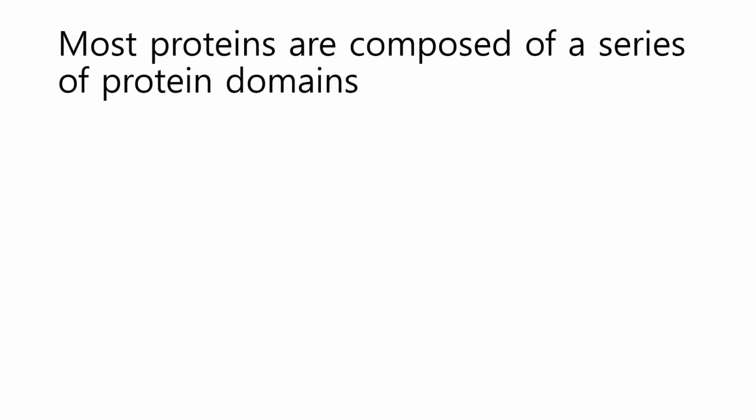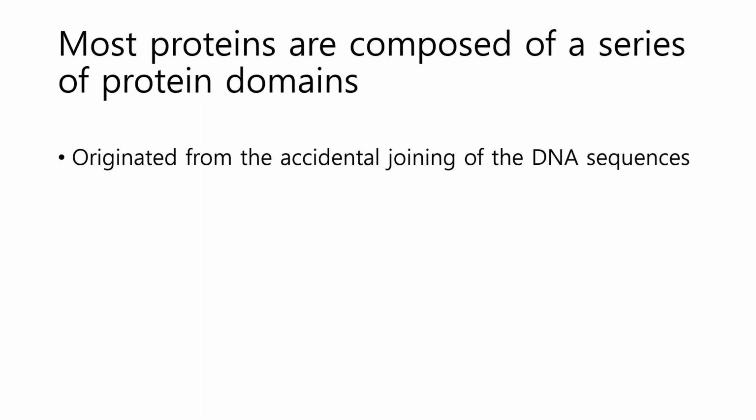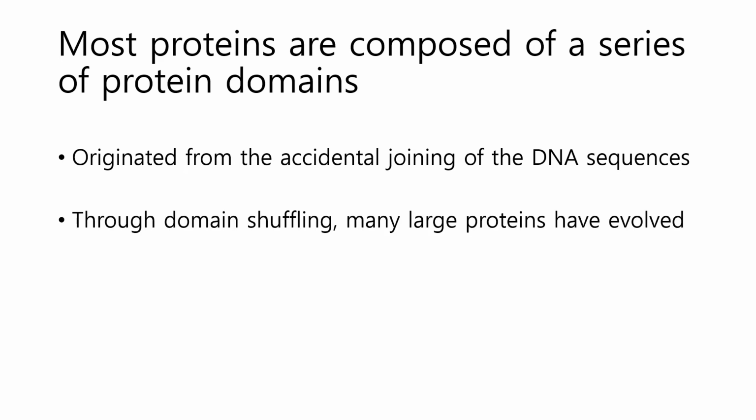Most proteins are composed of a series of protein domains. Such multi-domain proteins are believed to have originated from the accidental joining of the DNA sequences that encode each domain, creating a new gene. In an evolutionary process called domain shuffling, many large proteins have evolved through the joining of pre-existing domains in new combinations.